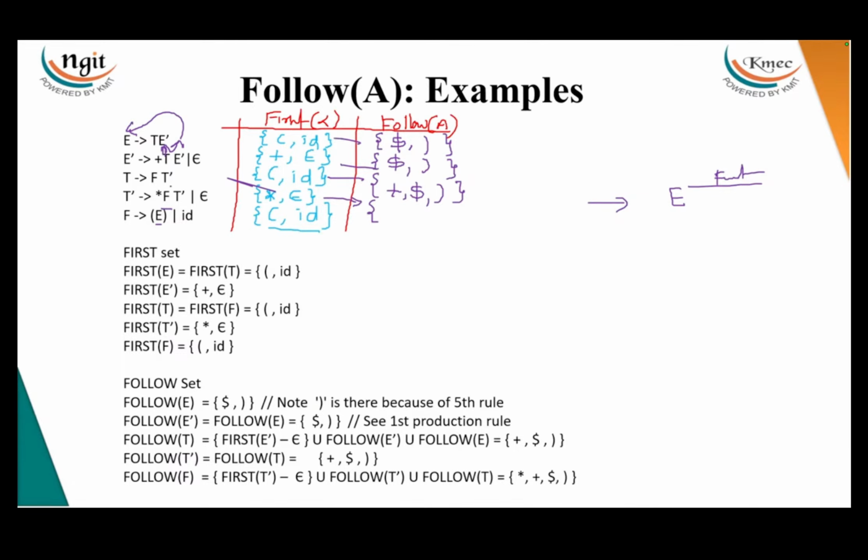So now T' is occurring here and here. As it is not a starting symbol, don't take it. And follow of T' is follow of T' recursive. Follow of T' is follow of T. What is the follow of T? We have already found it. Plus, dollar and close parenthesis. Then go for follow of F. Right.